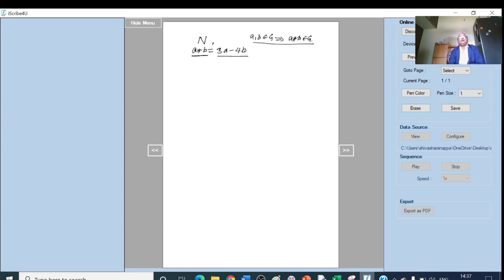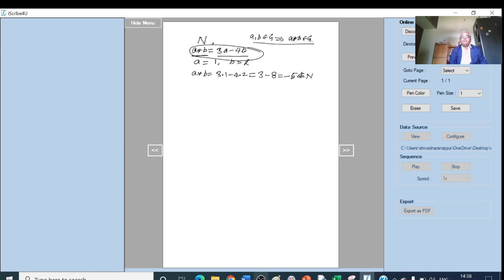To say that it is no, one counter example is sufficient. For example, if I take A equal to 1 and B equal to 2, then what happens to this? A star B equal to 3A minus 4B, 3 into 1 minus 4 into 2. This is equal to 3 minus 8, which is minus 5. Does this belong to N? No, this does not belong to N. So therefore this is not a binary operation.